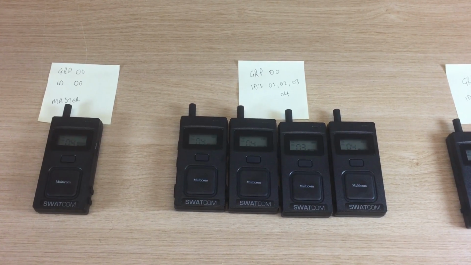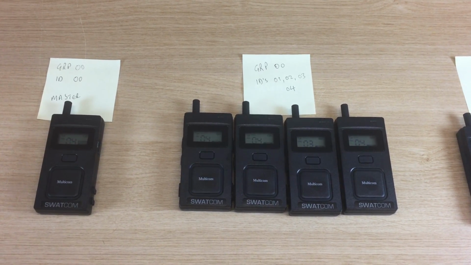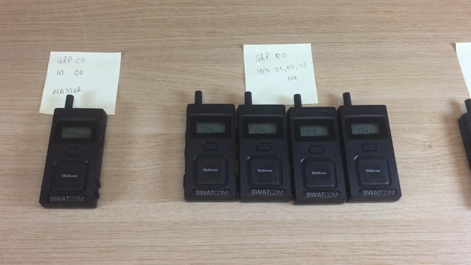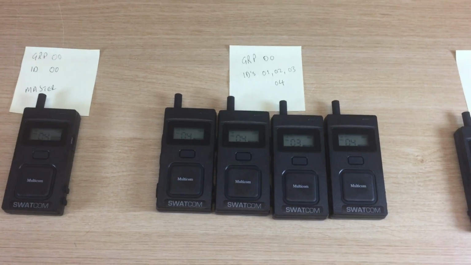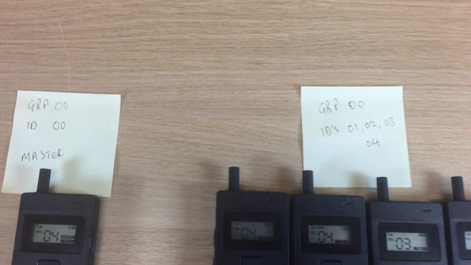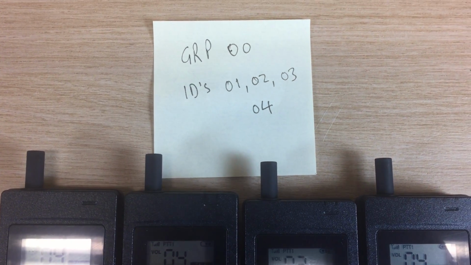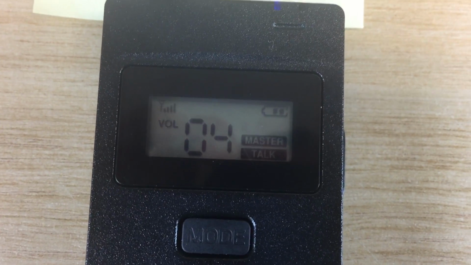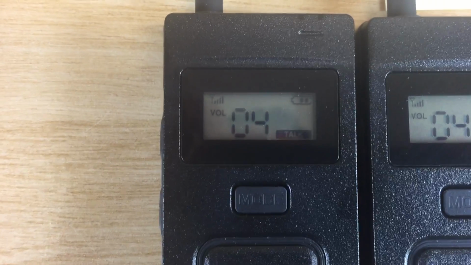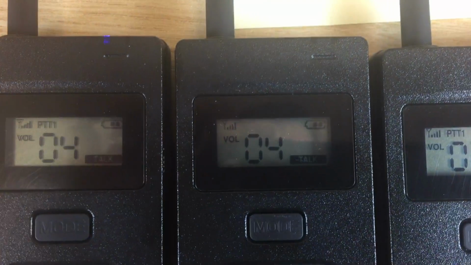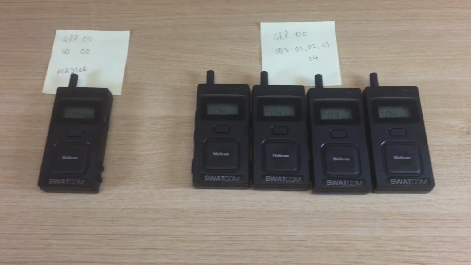Okay, this is your normal Multicom 5-person full duplex setup with one master unit, which is on the left hand side, and your 4 slave units. They're all on GRP 00 with IDs 00 for the master and IDs 01 to 04 for the 4 slaves. As you can see with the master, you're selected with master and talk, and each slave you've got the talk in the bottom right hand corner. So that's your full duplex setup.